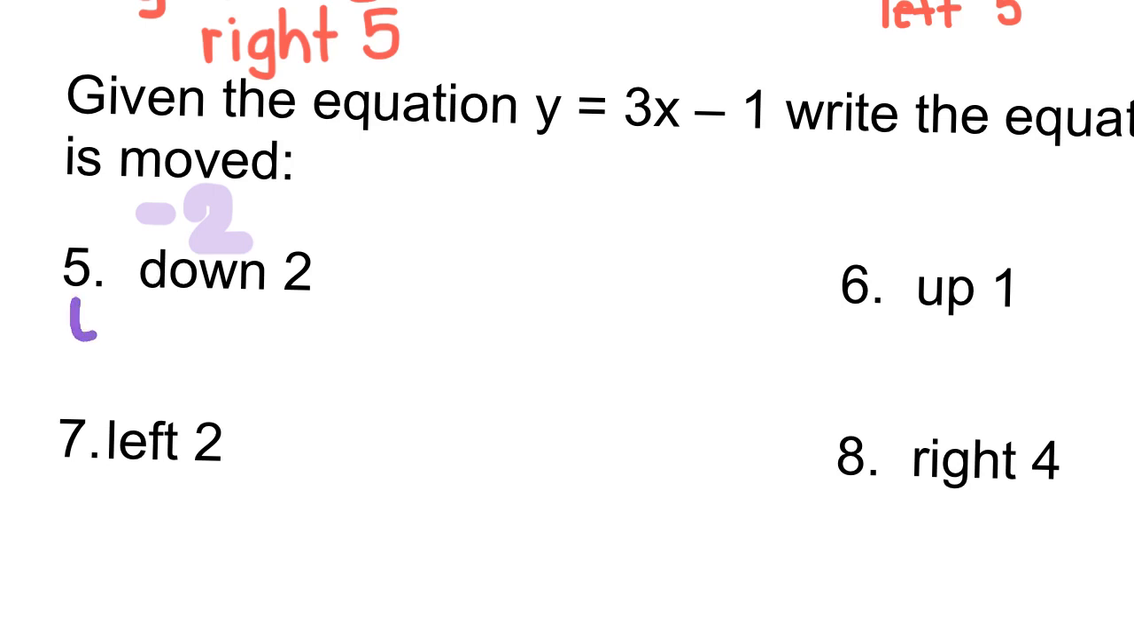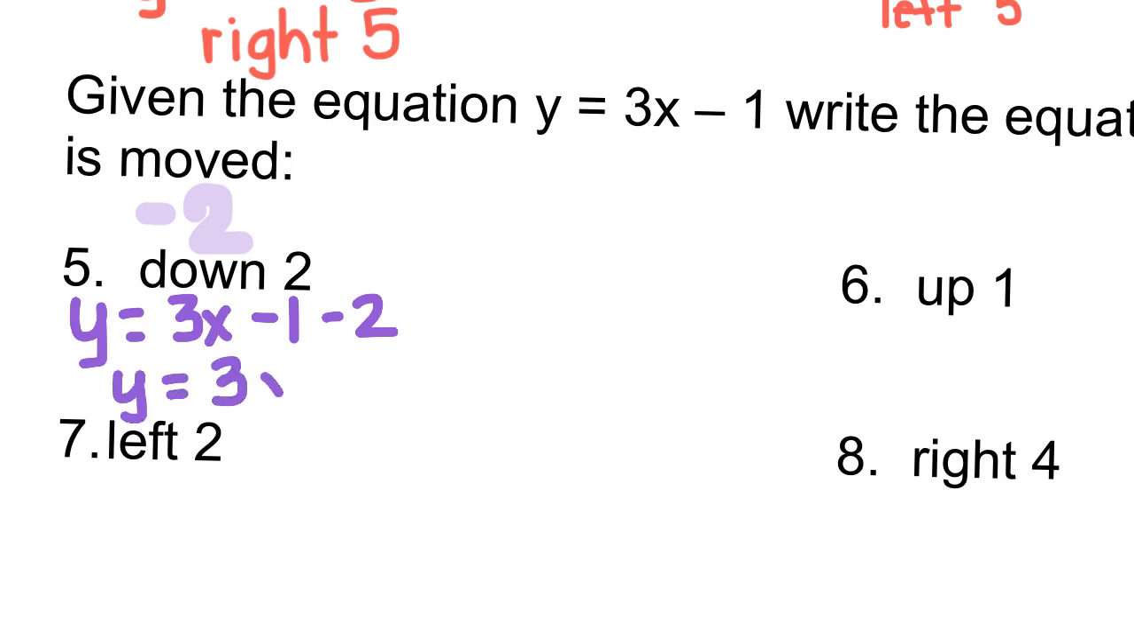So if we have our original equation y equals 3x minus 1, and we subtract 2 from that, now our simplified equation would be y equals 3x minus 3. And that's what it would look like. So please box your answer.